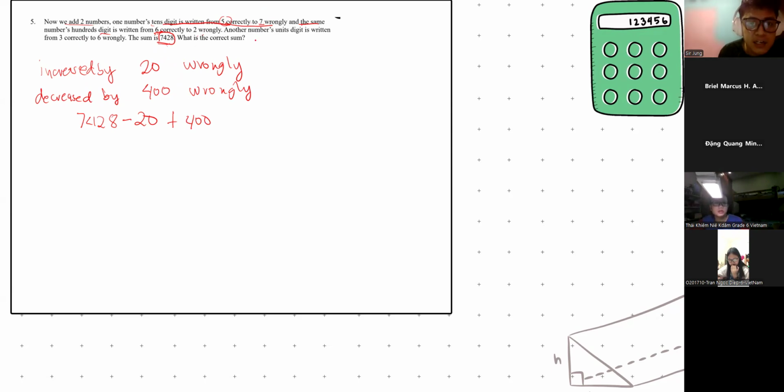Now, lastly, another number's units digit is written from 3 correctly to 6 wrongly. So again, the total sum is increased by 3, right? Because we have 3 to 6. So that means we increased the total sum by 3 wrongly.